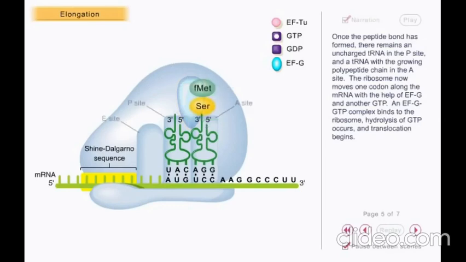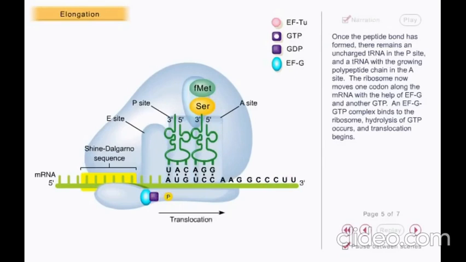Once the peptide bond has formed, there remains an uncharged tRNA in the P site and a tRNA with a growing polypeptide chain in the A site. The ribosome now moves one codon along the mRNA with the help of EF-G and another GTP. An EF-G-GTP complex binds to the ribosome, hydrolysis of GTP occurs, and translocation begins.